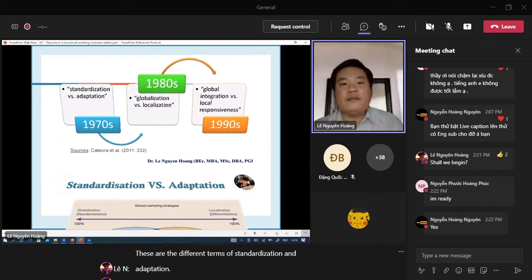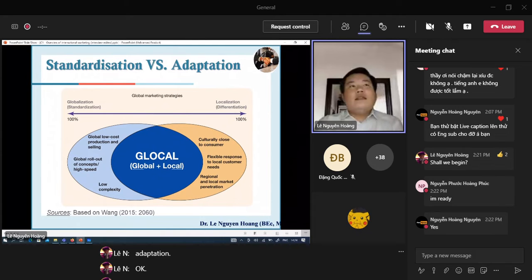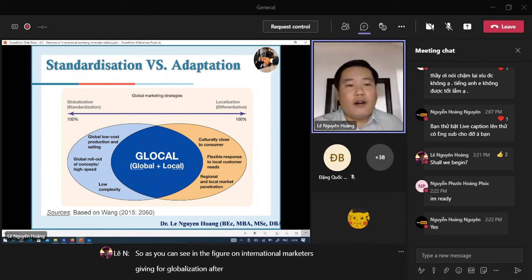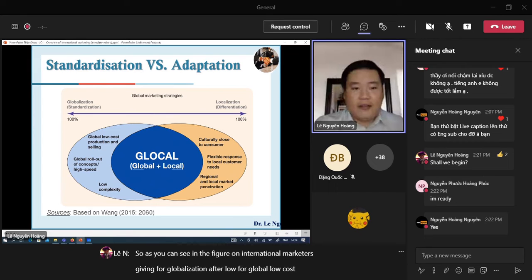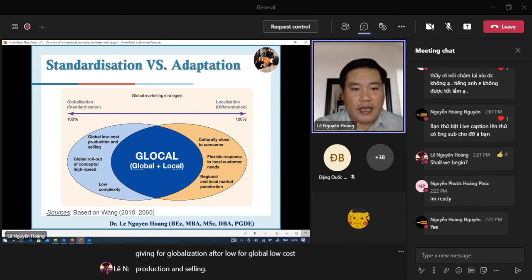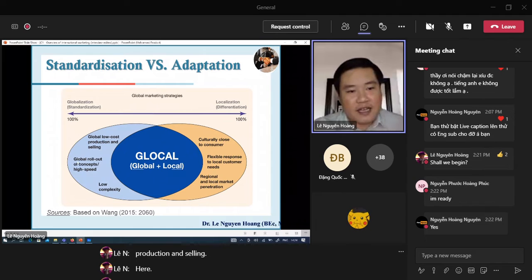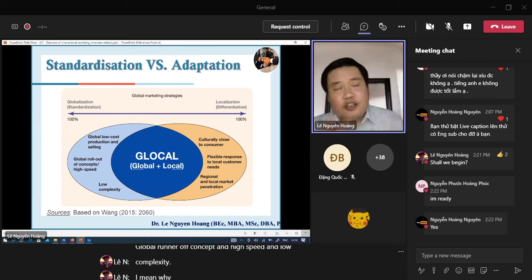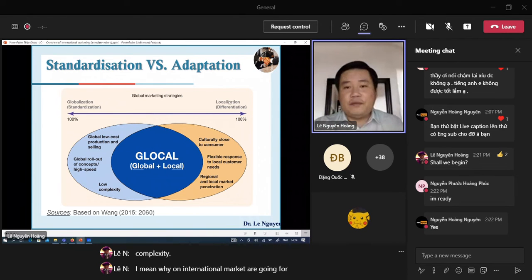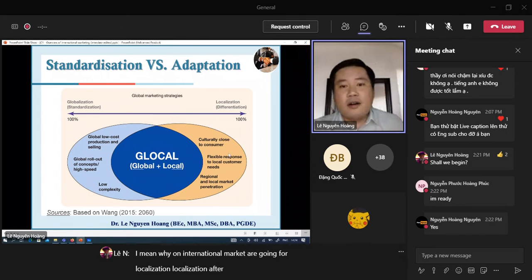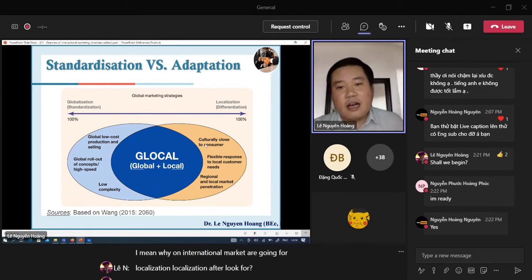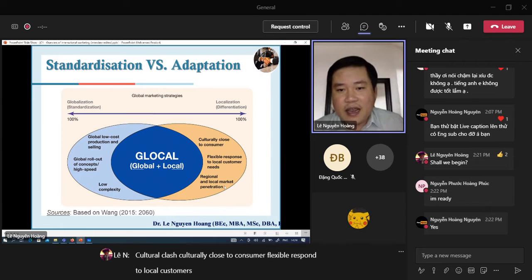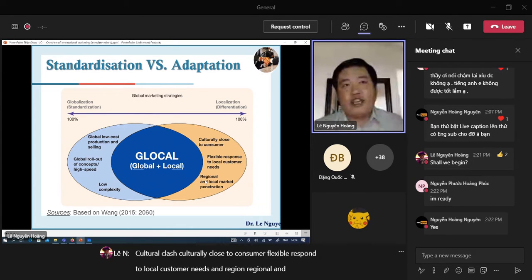Okay. So as you can see in the figure, an international marketer going for globalization often looks for global low-cost production and selling. Here, global rollout of concept and high speed and low complexity. Meanwhile, an international marketer going for localization often looks for culturally close to consumer, flexible response to local customer needs, and regional and local market penetration.